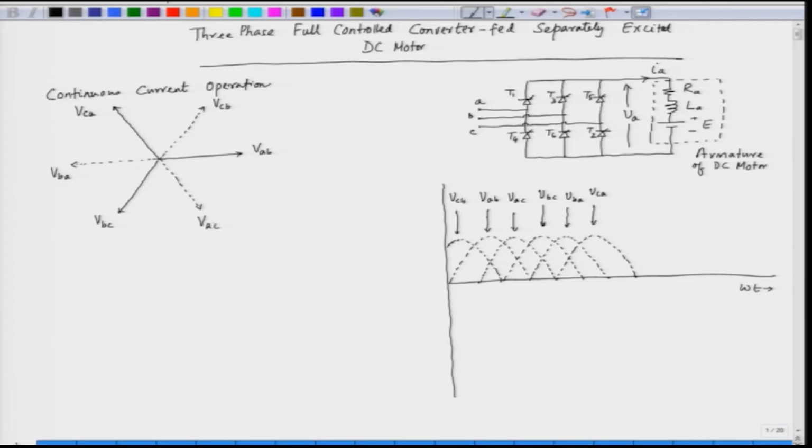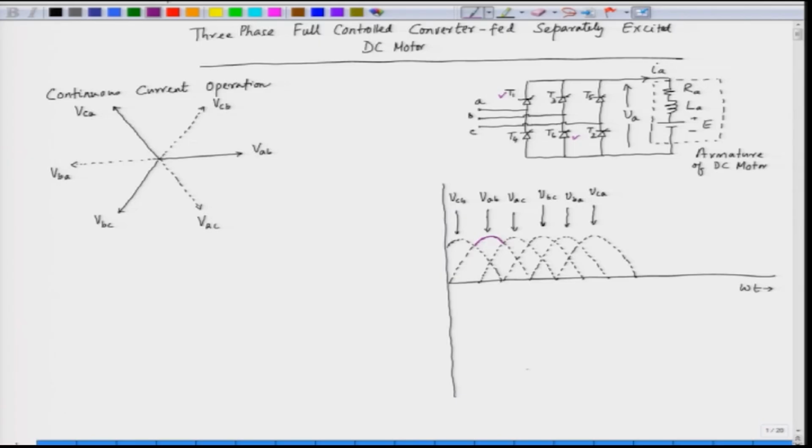Now, what we do in case of a full control bridge, we delay the triggering angle. So, the triggering angles are delayed from the instant of crossover. For example, during this region VAB is the maximum possible voltage. So, from this instant to this instant VAB is the maximum possible voltage, so SCR T1 and SCR T6 are most forward biased.